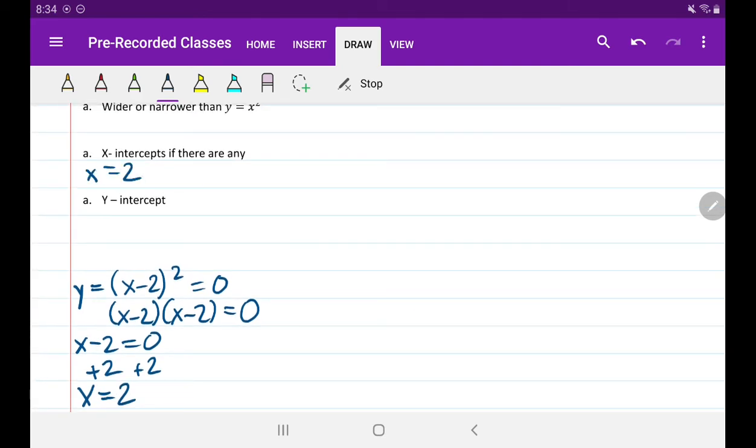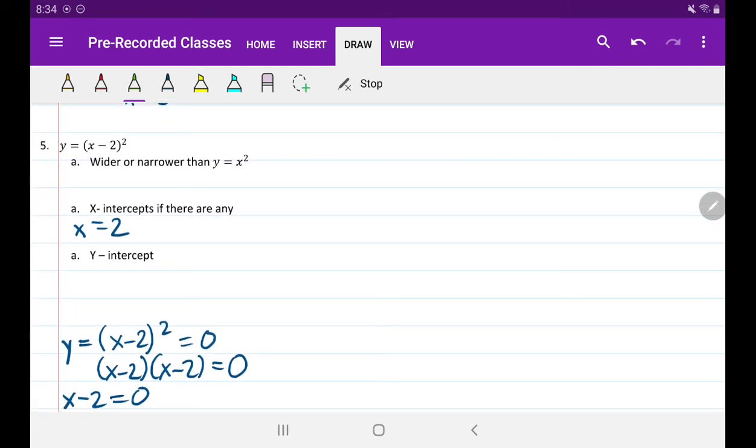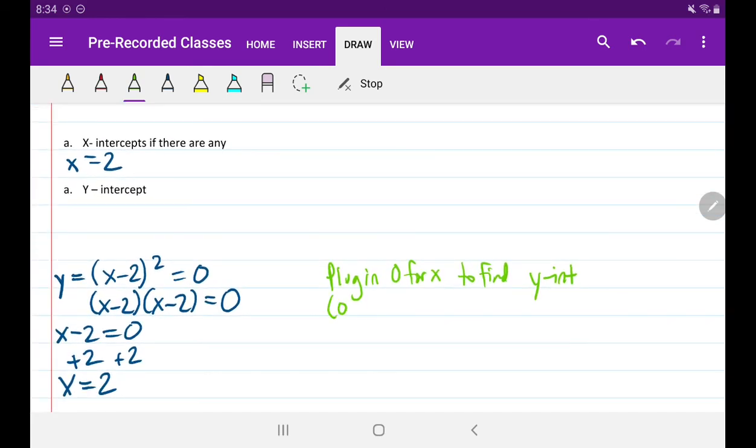Okay, now to find my y-intercept, remember I plug in 0 for x, okay, because it's not in standard form, so I'm going to have to do that work. So remember we say plug in 0 for x to find the y-intercept. So I'll have 0 minus 2, the whole thing squared, which is going to turn into negative 2, the whole thing squared, which is 4. So then our y-intercept is a positive 4.